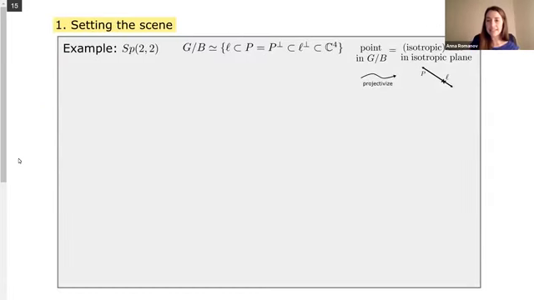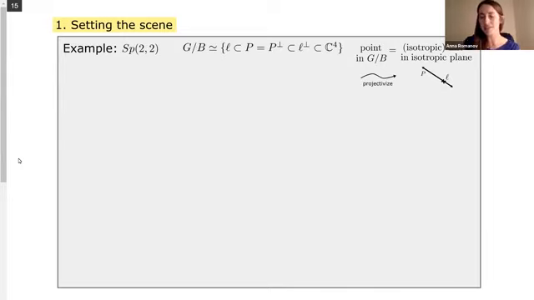So let's see this in an example. In the Sp(2,2) example, we can describe the geometry of these orbits really explicitly, which is why I chose this example. The flag variety here is going to be the symplectic flag variety, which is the collection of flags in C4 which satisfy some extra conditions depending on the symplectic form. A point in this flag variety is going to be a flag, which is an isotropic line in an isotropic plane, and the complement of the line in C4.